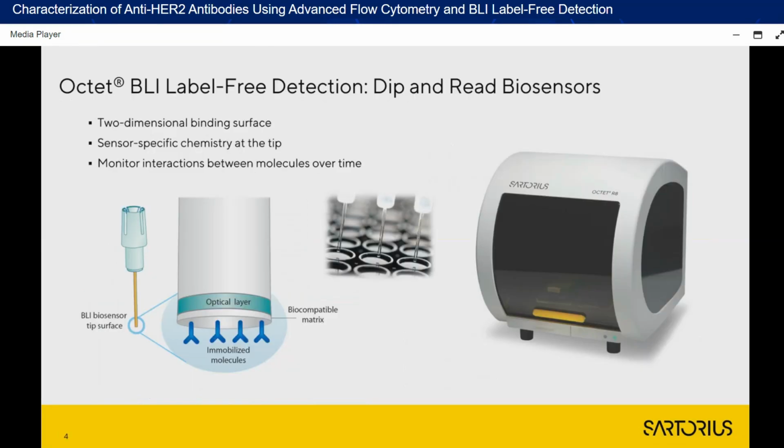And this is the Octet BLI label-free detection system. So it's largely based around these dip and read biosensors, which include a 2D binding surface onto which there are specific molecules immobilized depending on the type of sensor. And then this will allow interactions with soluble molecules in your assay plate to be measured.